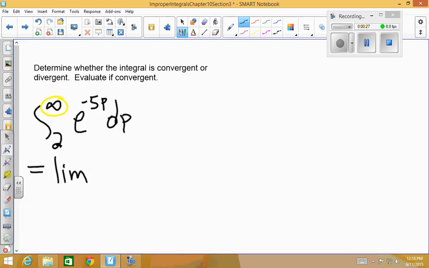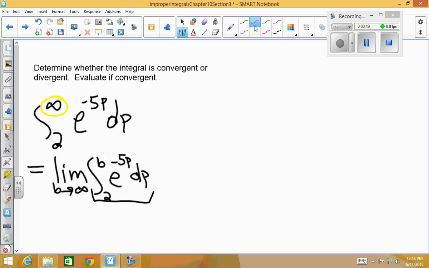So the integral is equal to the limit as b goes to infinity of the integral from 2 to b, e to the negative 5p dp. Now we can take some time to use the fundamental theorem of calculus to evaluate this integral, and we can do that over here. So we have the integral from 2 to b, e to the negative 5p dp.